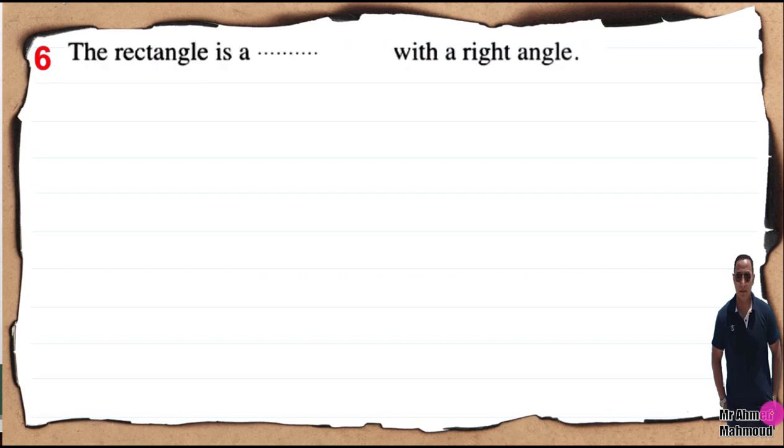The rectangle is what with a right angle? Again, the rectangle is what? What is the origin of the rectangle? The rectangle is a parallelogram in which we make its angles right. So the answer here is parallelogram.